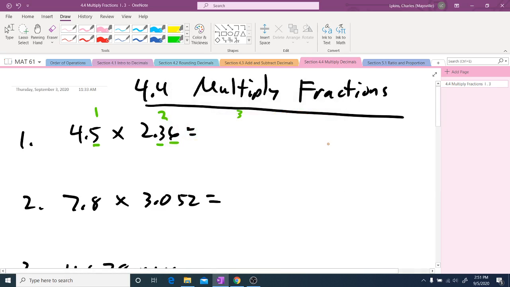So I'm going to do the first one by hand. I know we have our calculators, but I'm going to do the first one by hand. 2.36 times 4.5. 6 times 5 is 30. Carry the 3 up here. Then you'd say 3 times 5 is 15 plus 3 is 18. Carry the 1. 2 times 5 is 10 plus 1 is 11.